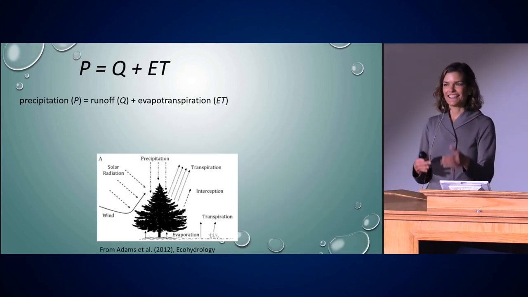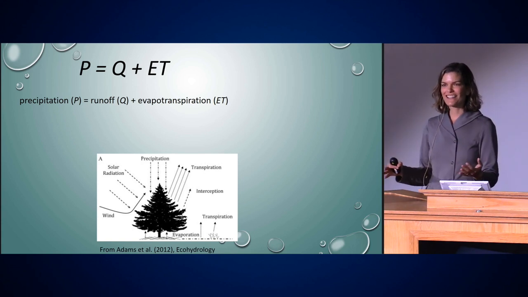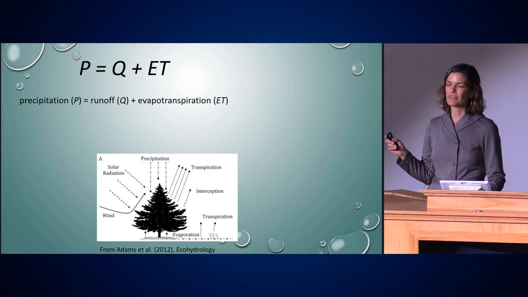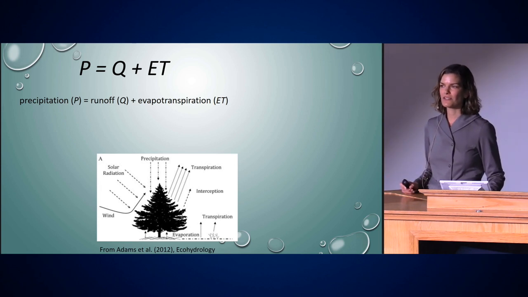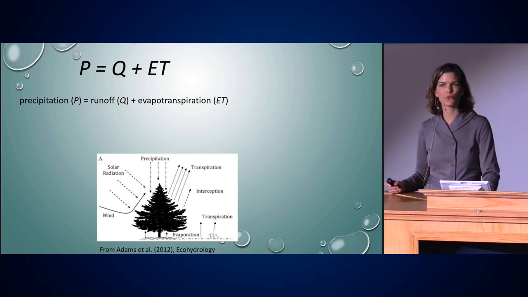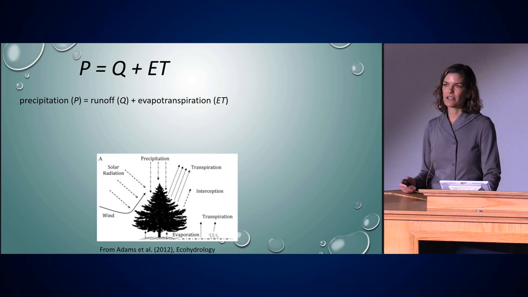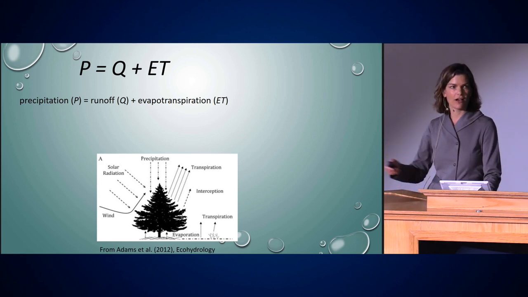So all of these papers finding results that were contrary to expectations required people to hypothesize why the expectations weren't met. The most fundamental principle in hydrology is that precipitation is equal to runoff plus evapotranspiration. So we've gone back to this relationship. Trees affect the partitioning of precipitation into runoff and ET.